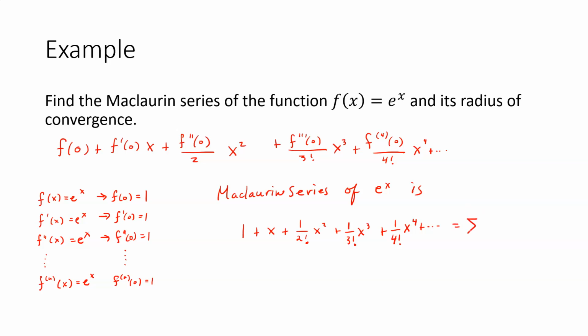Here I'll just write it in summation form. It's the sum from n equals 0 to infinity of x to the n over n factorial.